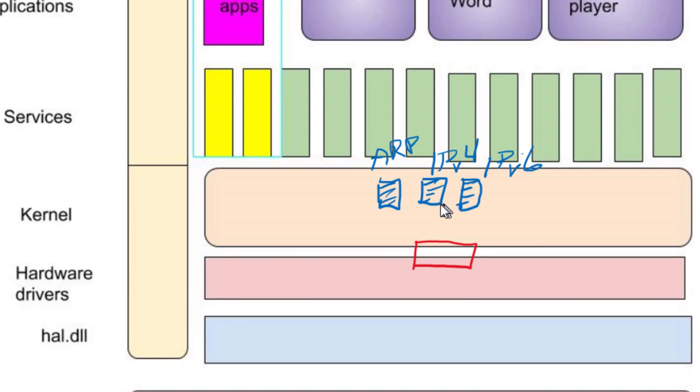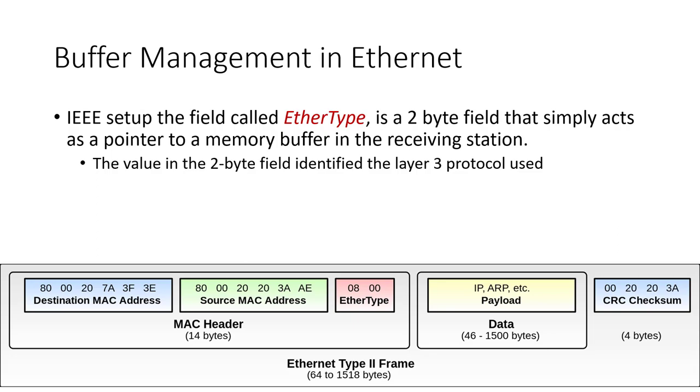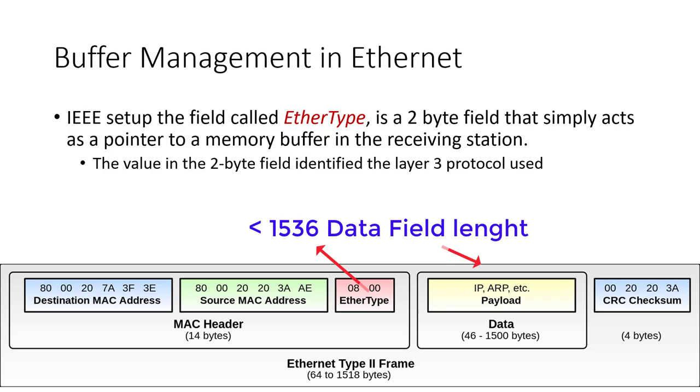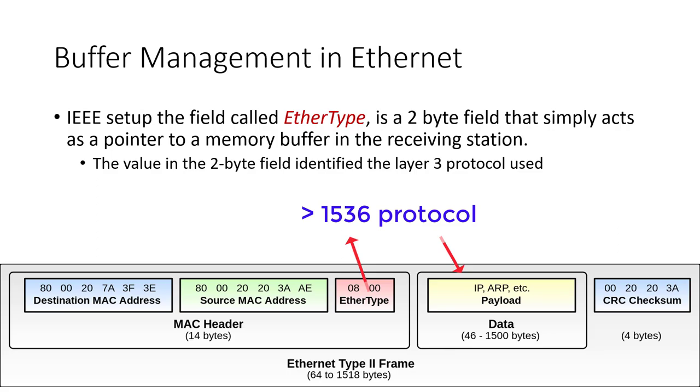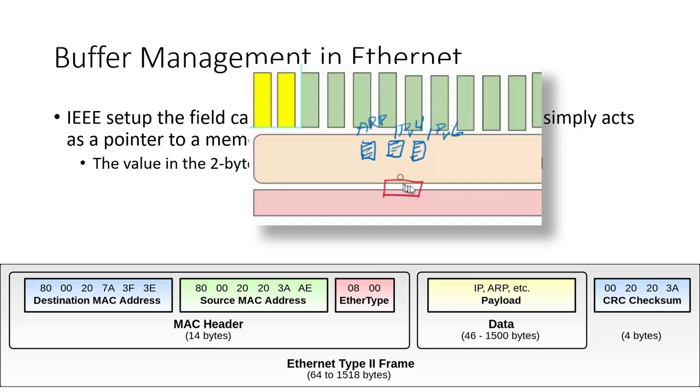We've looked at the field called ether type. It's a 2-byte field, and we've looked at it, but we really haven't looked at what it does. We know that if the value in the ether type field is below 1536, it describes the length of the payload. If the value is 1536 and above, it indicates a type of protocol. Well, that is a memory pointer. It will allow layer 2 to communicate to layer 3 and say, look, I've got an ARP packet in here. It needs to go to this location in memory. That will allow layer 3 to put that module in the right memory location. This is called buffer management.